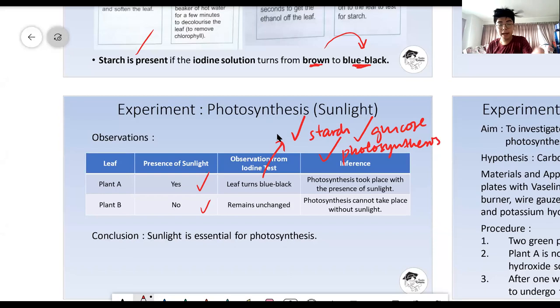Iodine, you test, original color, brown color. Then the brown color changes to a blue-black color. When it changes to blue-black color, what does it mean? It means that there is starch. Number two, when there is starch, what does it mean? There is glucose. When there is glucose, that means photosynthesis has happened. So your inference, your reasoning: photosynthesis has taken place with the presence of sunlight.